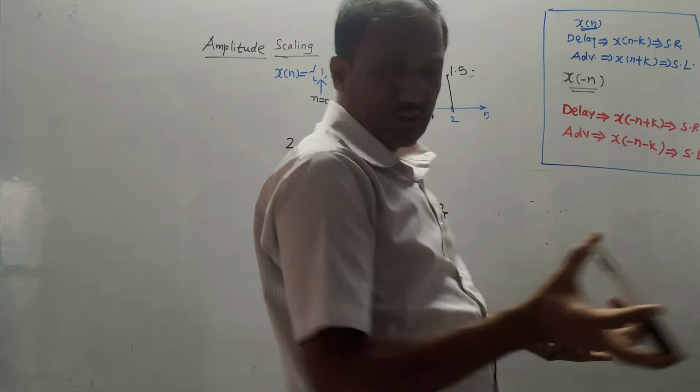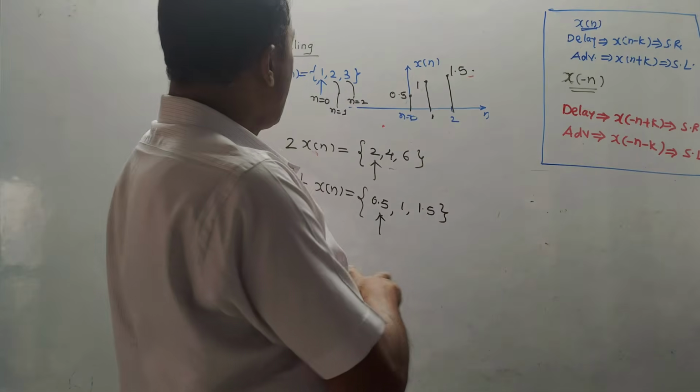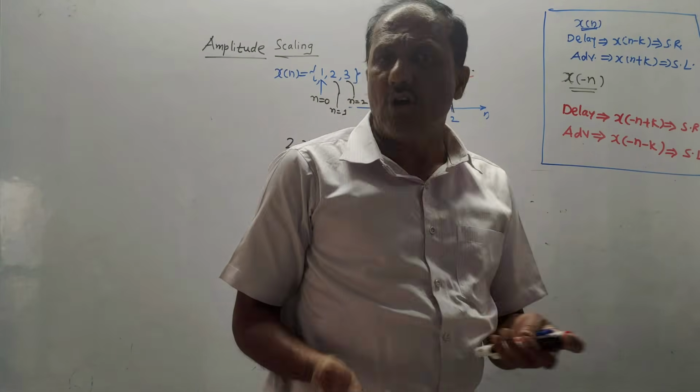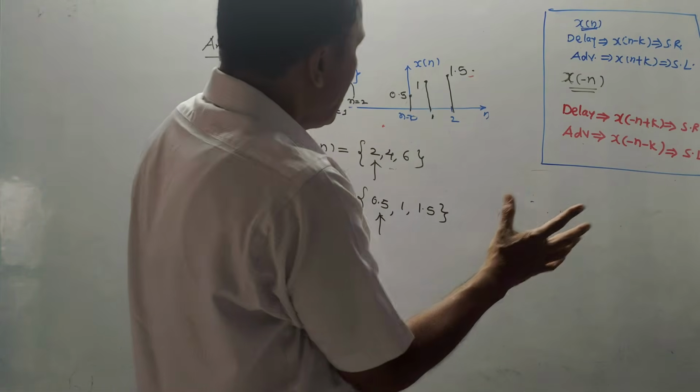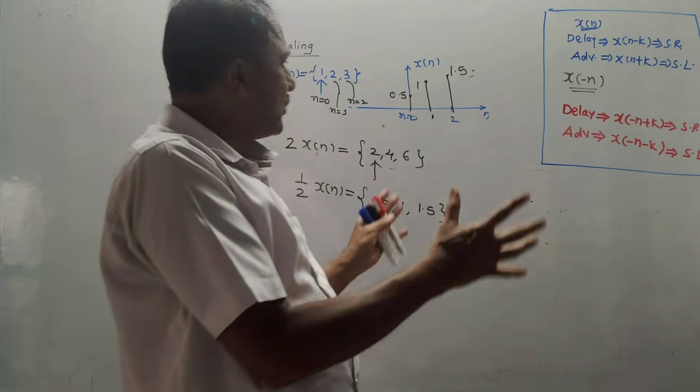So dear students, this was part 1 of operations on DT signals, that is discrete signals. In the next part we will solve corresponding numericals related to this part.